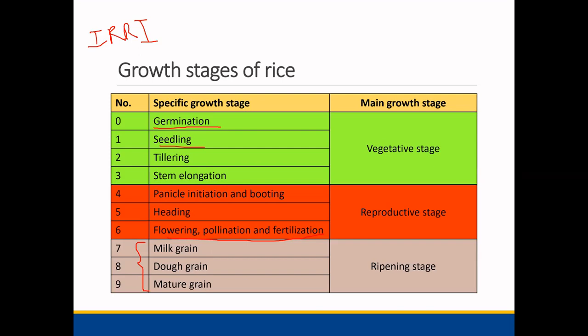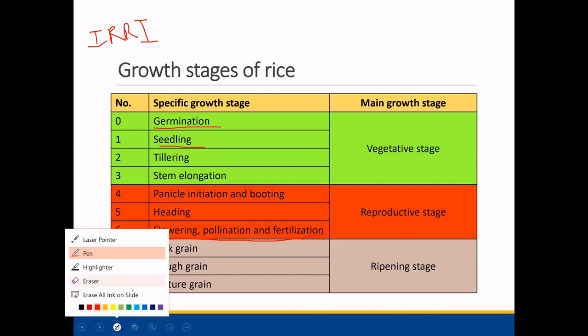These are the specific growth stages you can find in the second column, and in the third column I have grouped them into three major stages, so it's very simple for you to understand by their stages and then specific stages. Is that clear? Any questions? Any questions before we move to the specific growth stages in detail? All right.